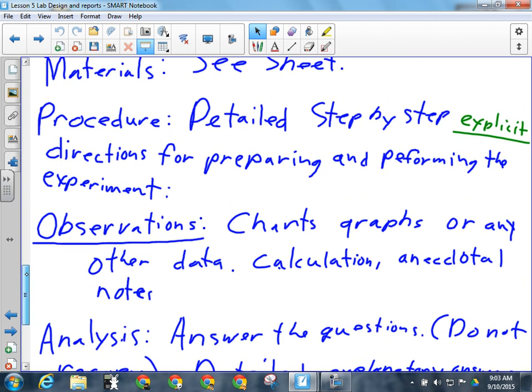Okay, so we were at observations here. Charts, graphs, or any other data, calculations. Calculations sometimes go in observations, but more often than not they go in the analysis, okay? And anecdotal notes. All right, and I think I said at the end, anecdotal notes means you might write something like, today the plant looked wilted.